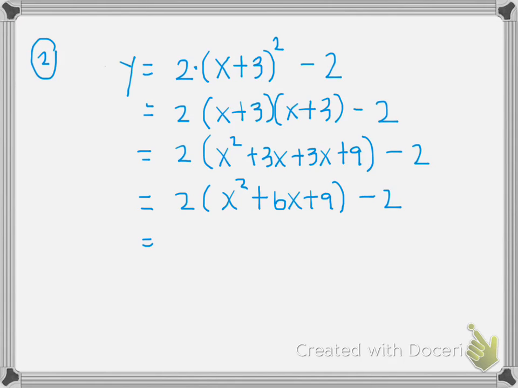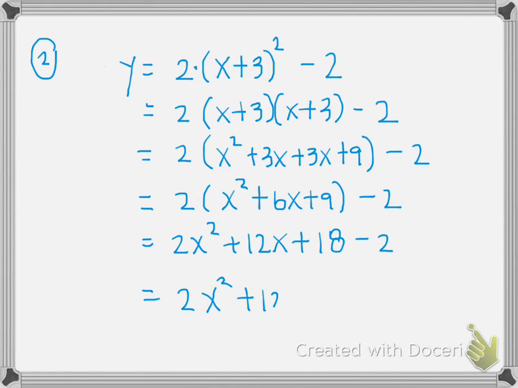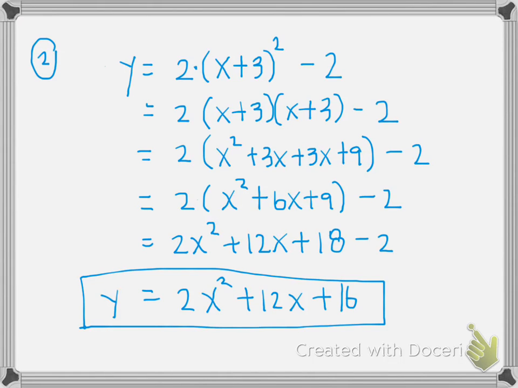So 2 times, now we multiply. So 2 times x squared, 2 times 6x, which is a 12x, and 2 times 9, which is an 18. So now finally, we'll have 2x squared plus 12x plus 16. Okay? So writing from vertex form to standard form, just using your order of operations to simplify, and writing in standard form where it's your x squared term, your x term, and then your constant.